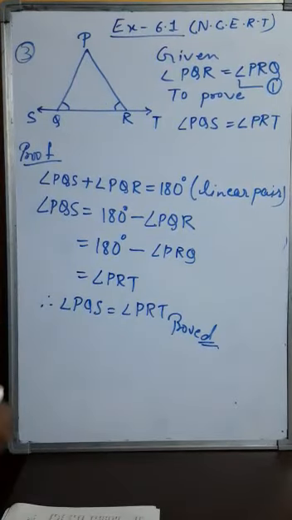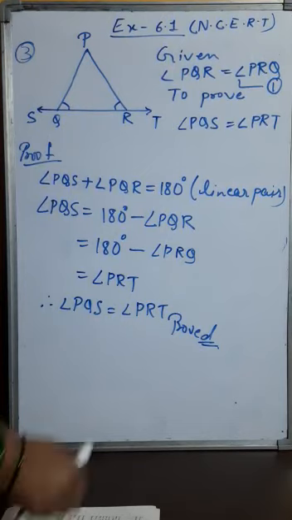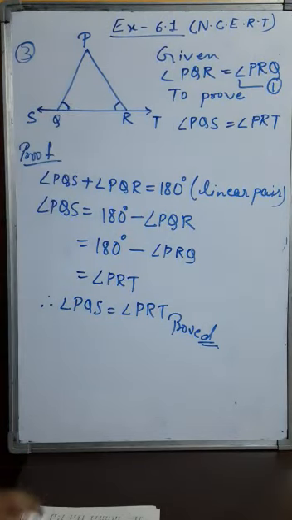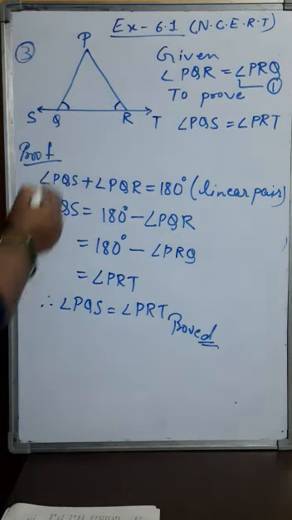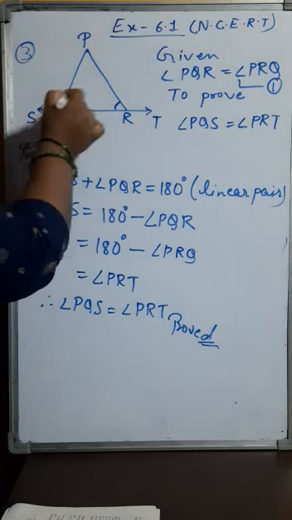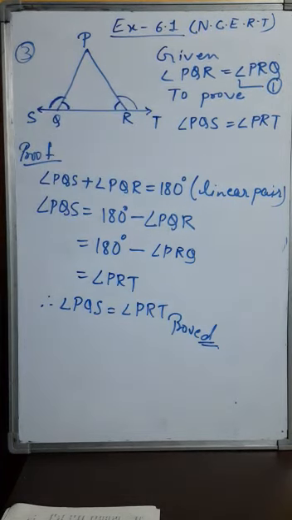Now question number 3 says in figure 6.15 angle PQR is equal to angle PRQ, and the question is to prove that angle PQS is equal to PRT. This we have to prove. So let us see the proof.